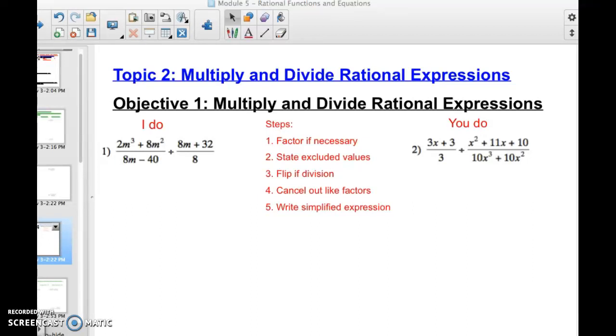Topic 2, multiply and divide rational expressions. The first objective within this topic is to do just that. We're going to multiply and divide rational expressions. And if you remember, rational expressions are just more complicated fractions.